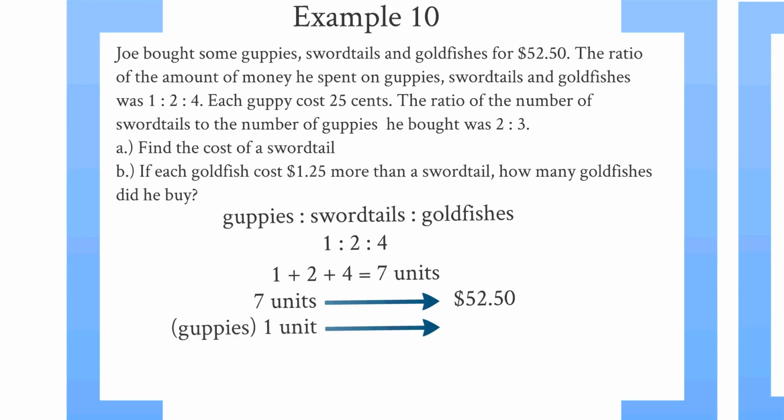1 unit is equivalent to $52.50 divided by 7 equals $7.50. And 1 unit represents the amount of money he spent on all the guppies.